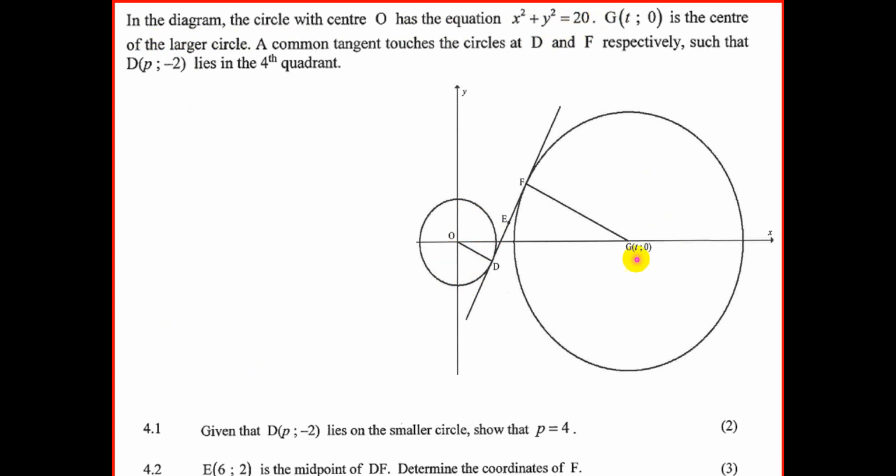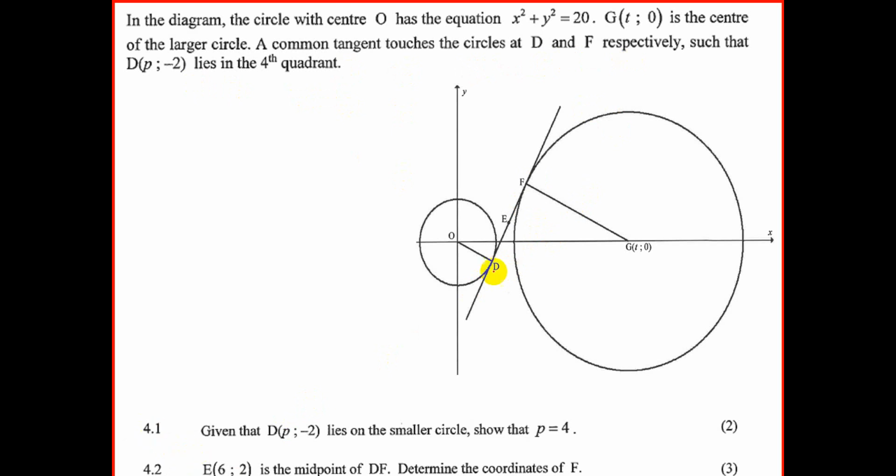Now G, they give us, is a point T0. So we know the y value of G is 0. And it is the center of the larger circle, which we can see is the big circle. We have a common tangent, and it touches D and F respectively, such that D, so they're giving us the coordinates of D, which is P, minus 2.